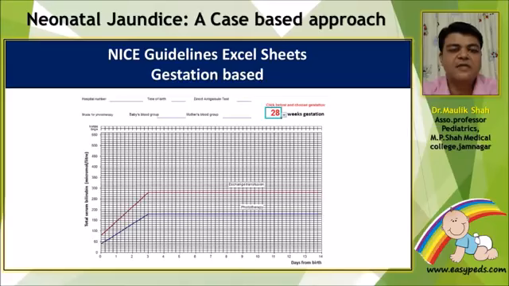In the UK, the NICE guidelines are followed. They provide nice Excel sheets in which you have to enter all the data of the baby and also enter the gestation of the particular baby. According to the gestation of the baby, which you fill up in this particular corner, a chart will be generated in which you have two different lines for consideration. The lower line is for phototherapy and the upper line is for exchange transfusion, meaning that gestation based criteria are used by the NICE guidelines for premature babies.